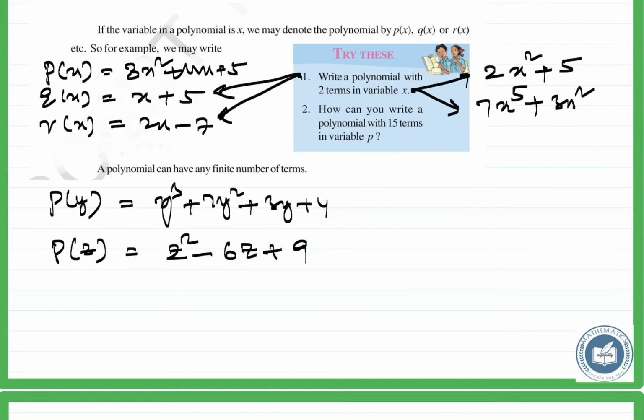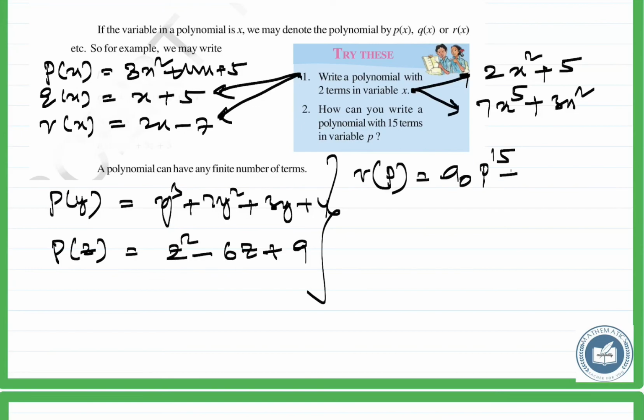How can you write a polynomial with 15 terms in variable p? This contains 15 terms, in variable p. So instead of that I am going to write r of p, a polynomial in variable p. Now I can write easily, whatever the coefficients may be, a0 and p to the power of 15.